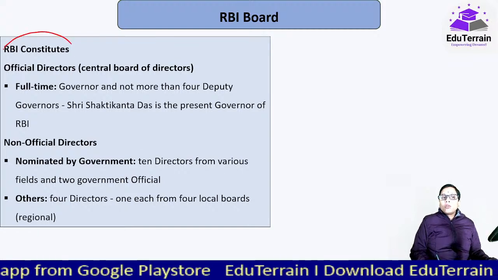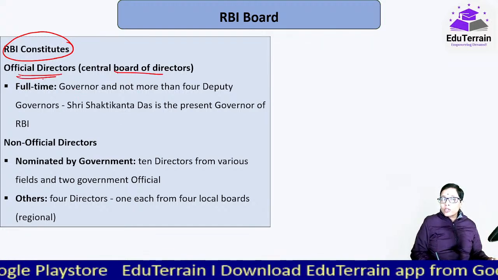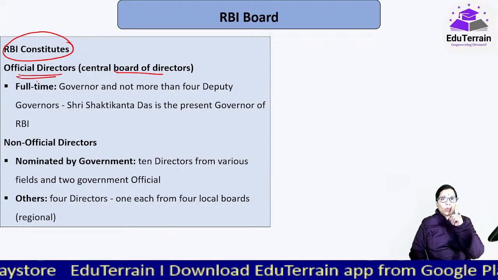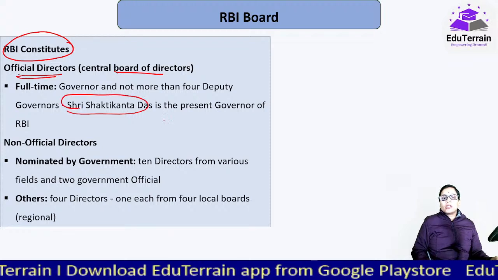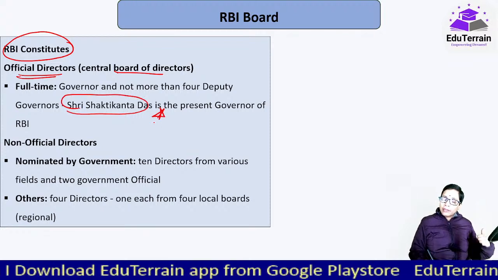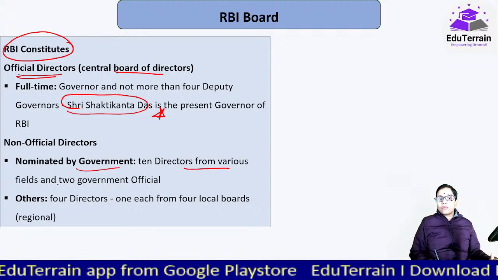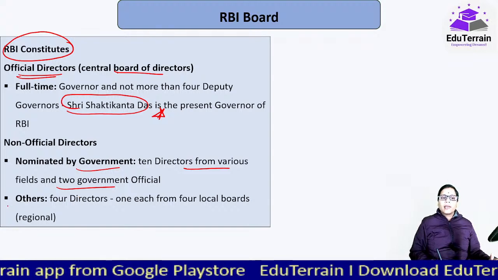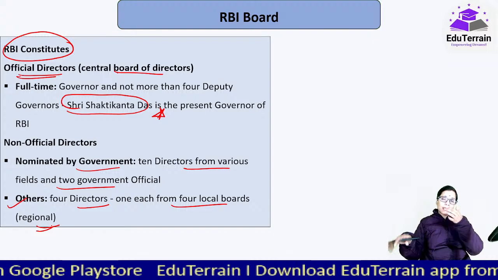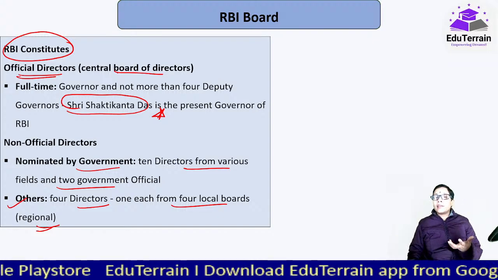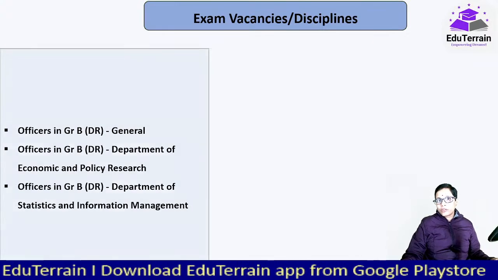Now RBI constitutes the board, as I have said, the Central Board of Directors. These are the official directors who are full-time, and there is one governor and 4 deputy governors, and currently Sri Shaktikanta Das ji is the present governor of RBI. And there are non-official directors also nominated by the government, 10 directors from various fields and 2 government officials, and others include 4 directors, 1 each from the 4 local boards, that is the regional branches of RBI. There they will be working as the heads of the respective branches.